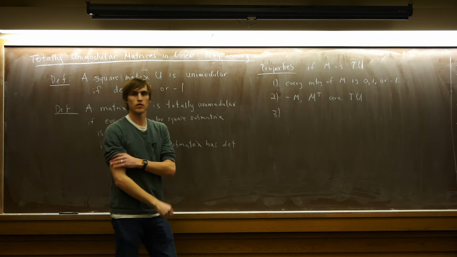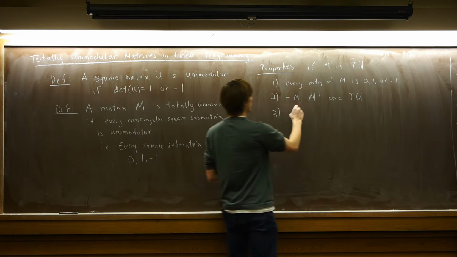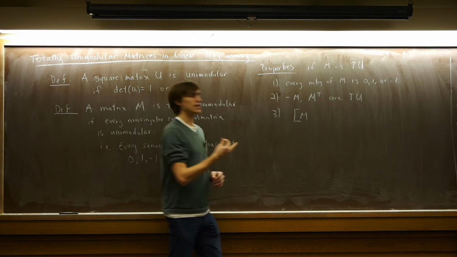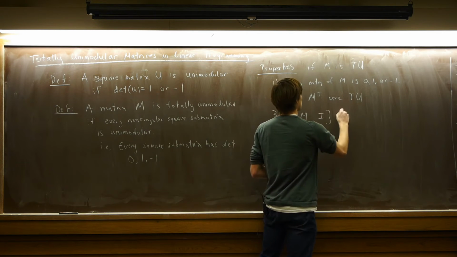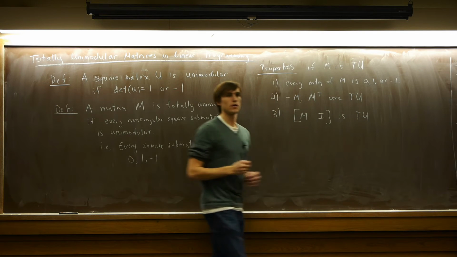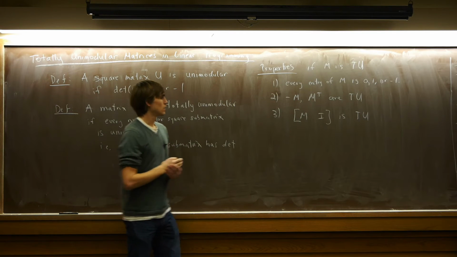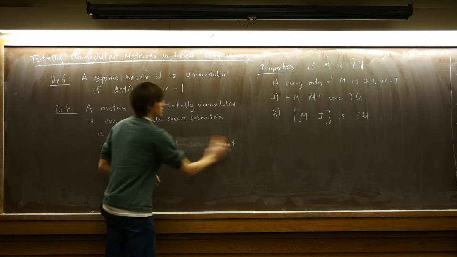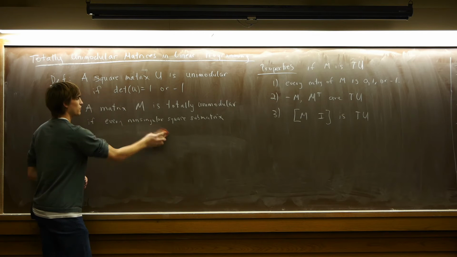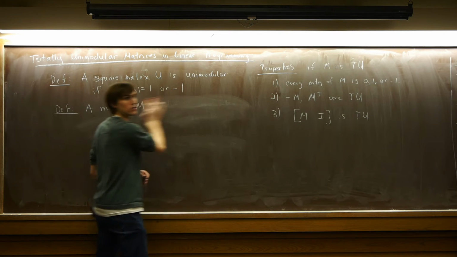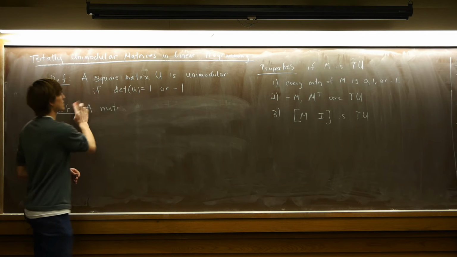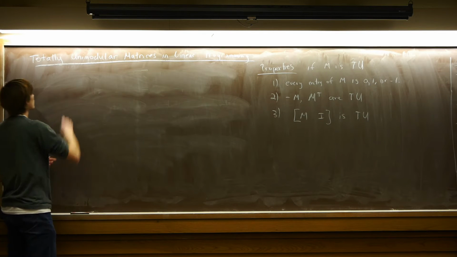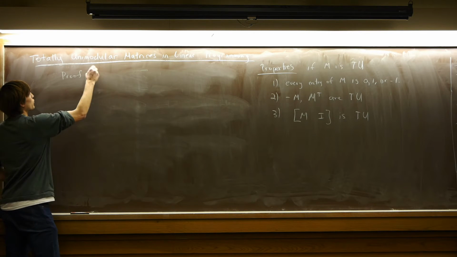And the last thing, which I'm going to give a quick step of the proof in showing, is that this matrix, where I take M and I tack onto it an identity matrix, is also totally unimodular. Okay. I'm not going to go through a whole proof of this, but let's just take a look at maybe the first step, illustrate the first step of a proof that if you take a totally unimodular matrix, tack on an identity matrix, it's still totally unimodular. So this is a proof step.